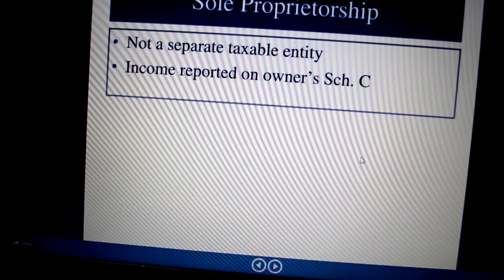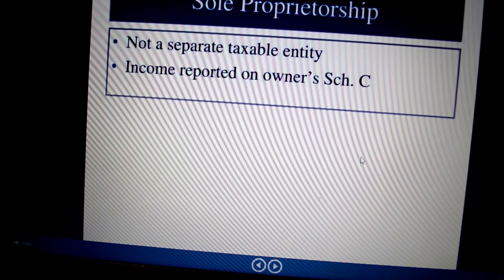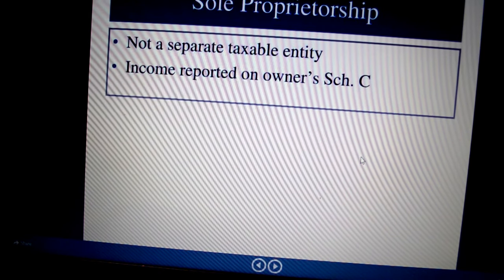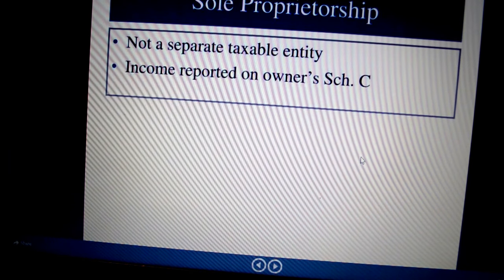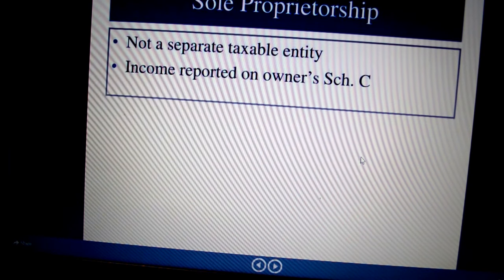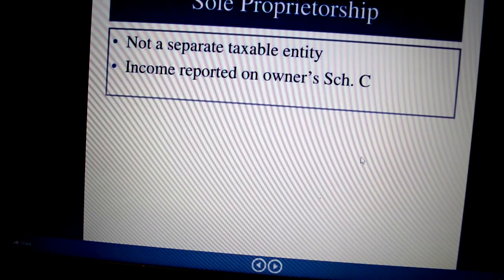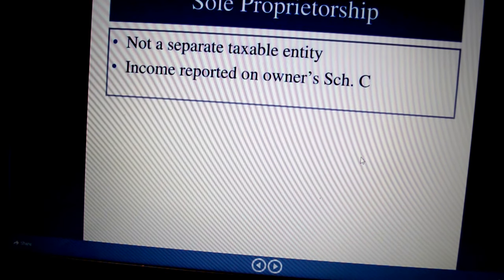The net profit or loss from the proprietorship is then transferred from Schedule C to Form 1040, which is used by the taxpayer to report the taxable income. The proprietor reports all of the net profit from the business, regardless of the amount actually withdrawn during the year. Income and expenses of a proprietorship retain their character when reported by the proprietor.